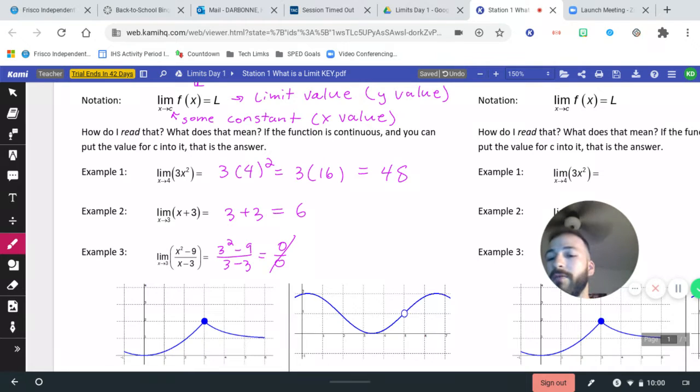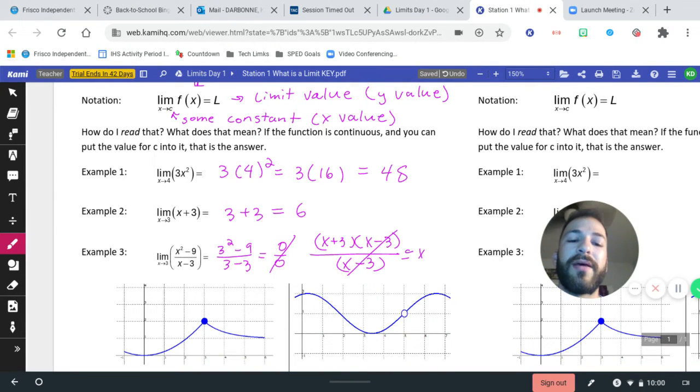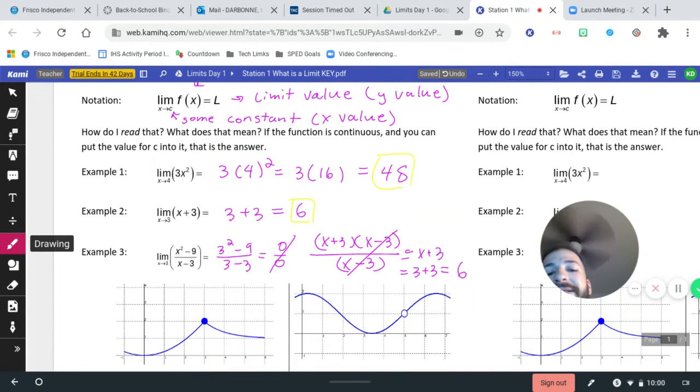what's something we could do to maybe simplify before we plug in? Well, we could factor. So this factors into x plus 3 and x minus 3 over x minus 3. The x minus 3's cancel out, and we're left with just x plus 3. Okay, so then I can plug in again, and we get 3 plus 3, which is equal to 6. So sometimes we can do a little bit of simplifying and canceling beforehand to get the value of our limit so we can still plug in.